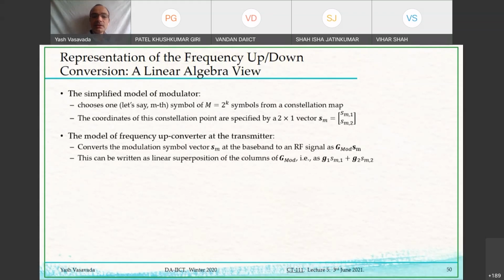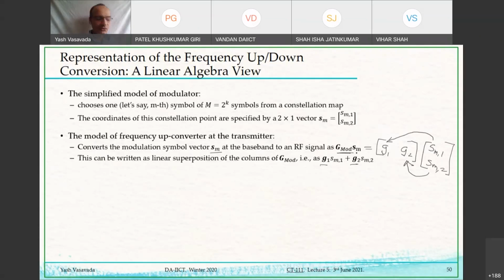The way we would think of the frequency up conversion that we just now saw is that it takes this S of M and multiplies it with G mod. And G mod is made up of these two signals, G1 and G2, which are unit energy and orthogonal. When I do this matrix multiply, I can write G mod as just G1 and G2, and then S of M is S of M1, S of M2. So what this matrix multiply does is it takes this vector, weights it by SM1, takes this vector, weights it by SM2, and you suddenly get this signal, which is the transmitted modulated signal.